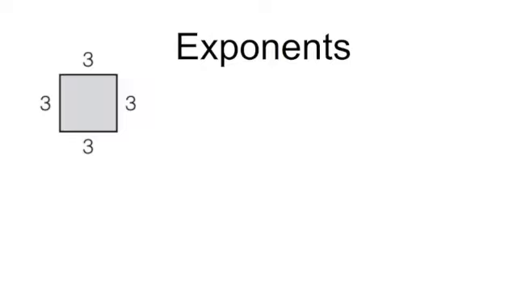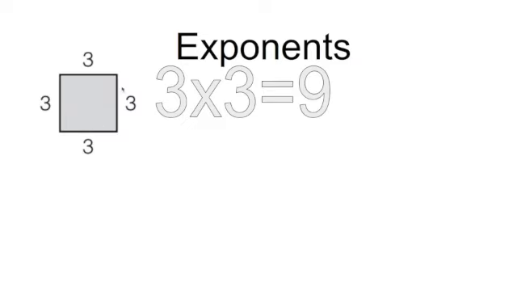So a classic example is finding the area of a square. 3 times 3 is 9. If I need to find the area of the square, it's going to be length times width, which is 3 times 3. 3 times 3 equals 9. Another way I could say that is 3 squared equals 9. So I have two 3's multiplied together to give me 9.